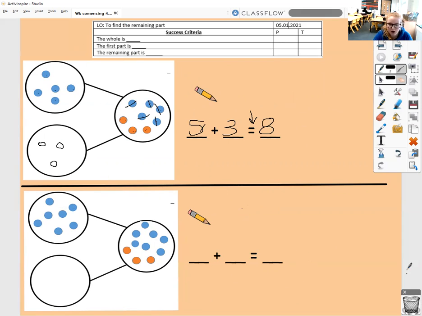I want you now to once again pause this screen. Please draw out this part-part whole model and this number sentence. Have a go for yourself. Come back when you've done that to check, and make sure at the end of the lesson you send me your answers. Off you go.